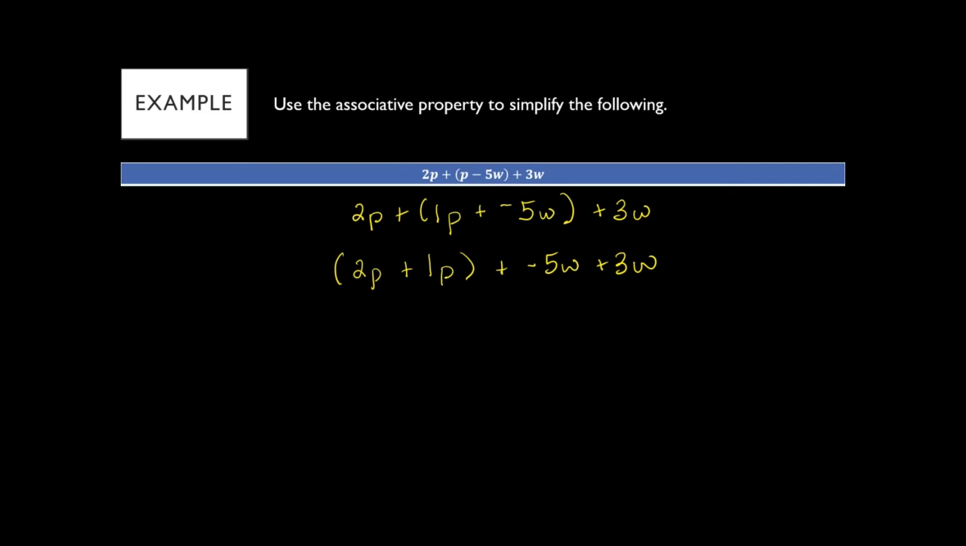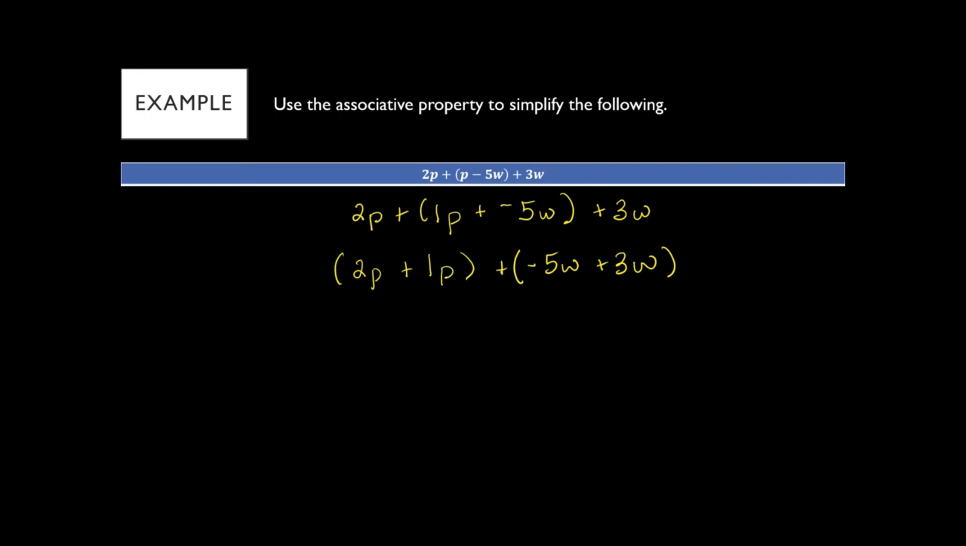And the associative property means you can group things. If it's all added, you can group them any way you want. So I can also group the minus 5w and 3w. That is also allowed with the associative property. You can group as many things together as you want when you have the associative property, as long as they're all adding together or all multiplying.